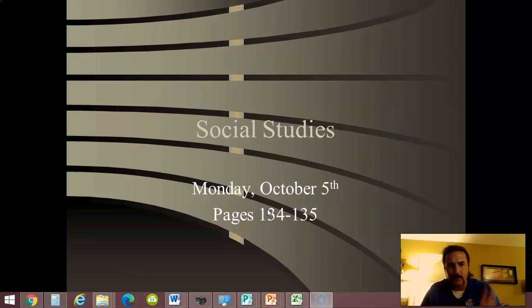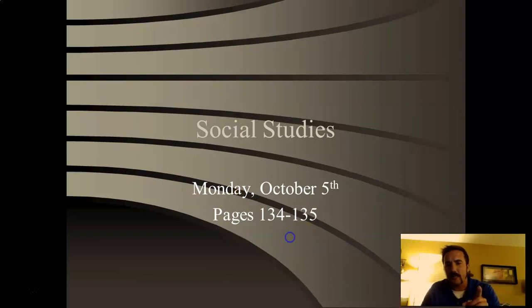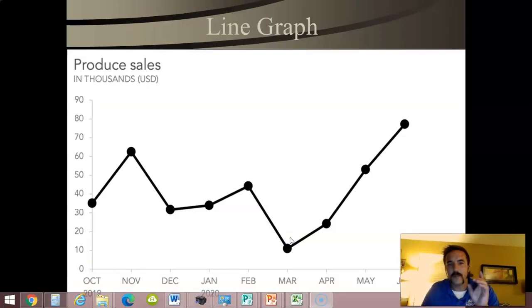So we're going to introduce you to line graphs today, and both of them are on pages 134 and 135. In fact, we'll be on these two pages all week, but today we're just going to focus on line graph. This is a line graph. Now, two things when you talk about line graphs and bar graphs: you're going to see a line going up and down.